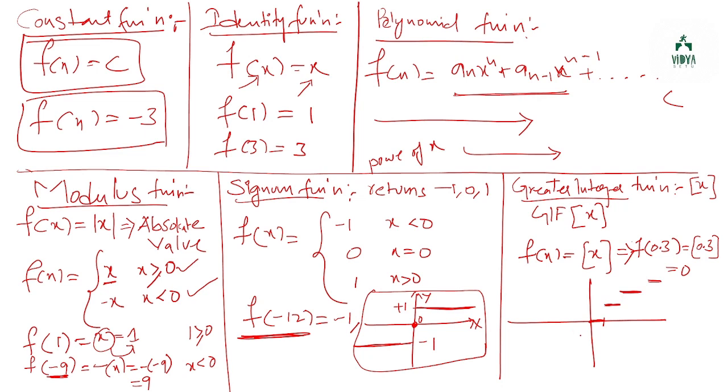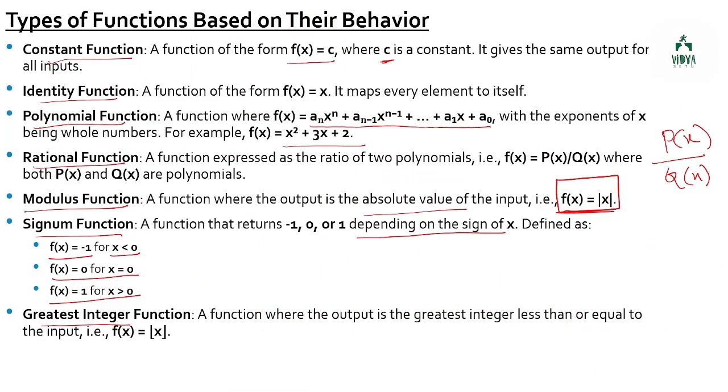This is -1. -2. This is 1. This is 2. This is 3. This is -1. This is -2. Okay, this is the step function. It always returns the output value as the integer which is lesser than the given input value. What is the greater integer function? A function where the output is the greatest integer less than or equal to the input value.